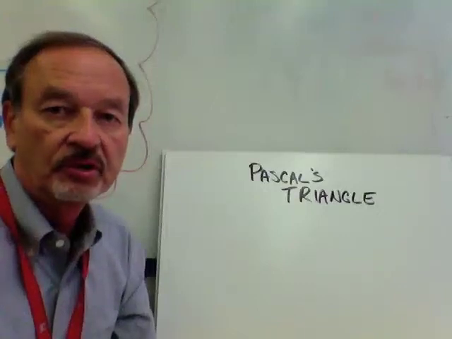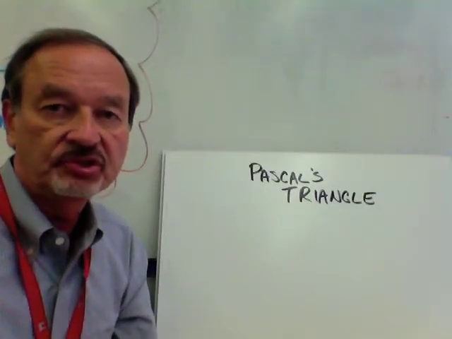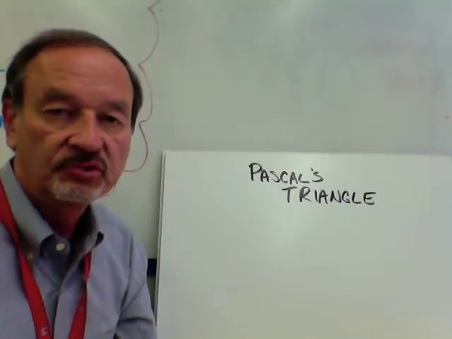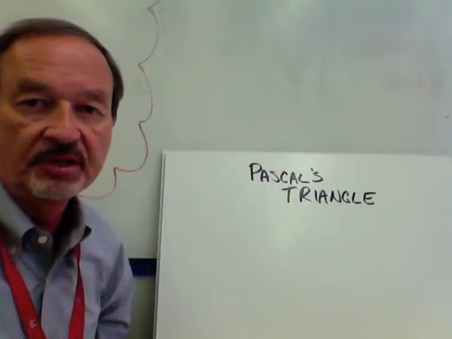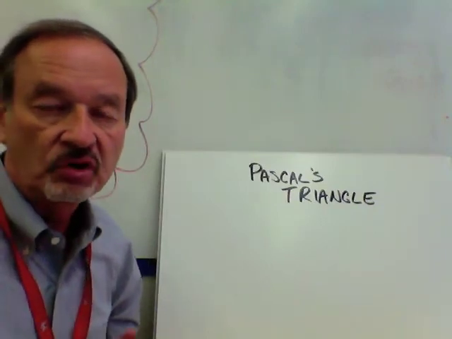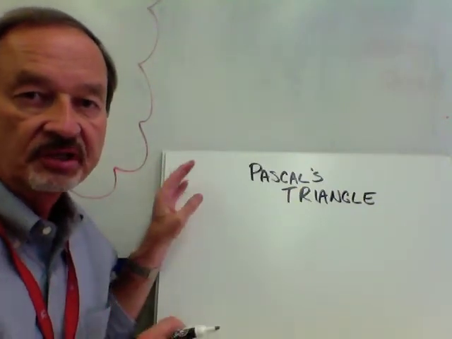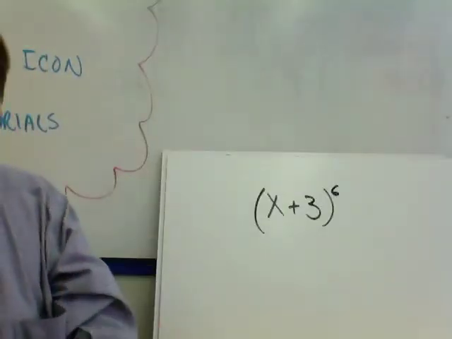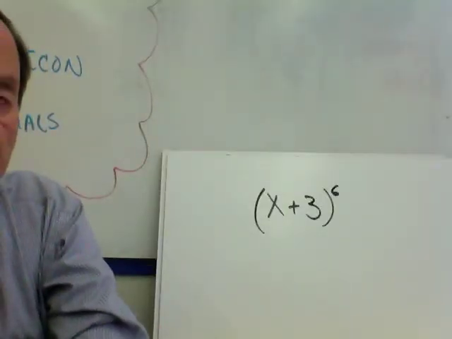In this video, we're going to learn how to build something called Pascal's Triangle. Pascal's Triangle is a tool that was developed by a French mathematician named Blaise Pascal. And it's a triangle of numbers that's going to give us a shortcut to solving problems like this one. This is called a binomial expansion.